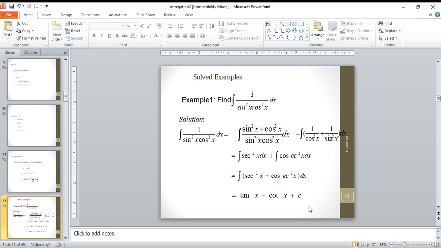1 by cos theta is secant theta, 1 by sin theta is cosecant theta. So 1 by cos square x is secant square x dx, plus 1 by sin square x is cosecant square x dx. We have formulas for these: integration of secant square x is tan x, and integration of cosecant square x is minus cot x, plus c.